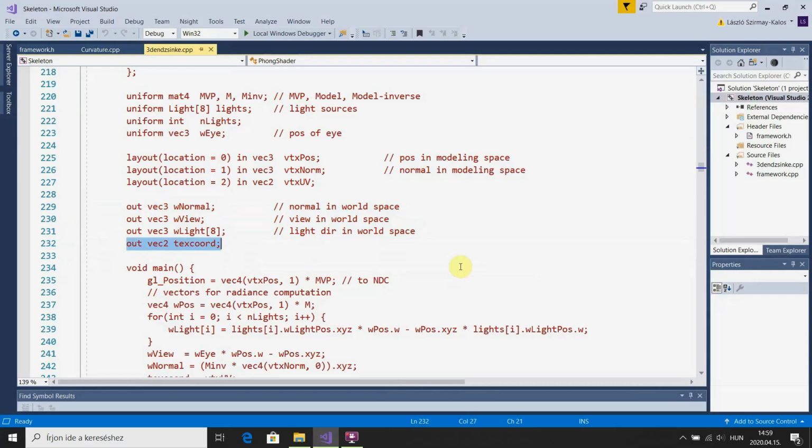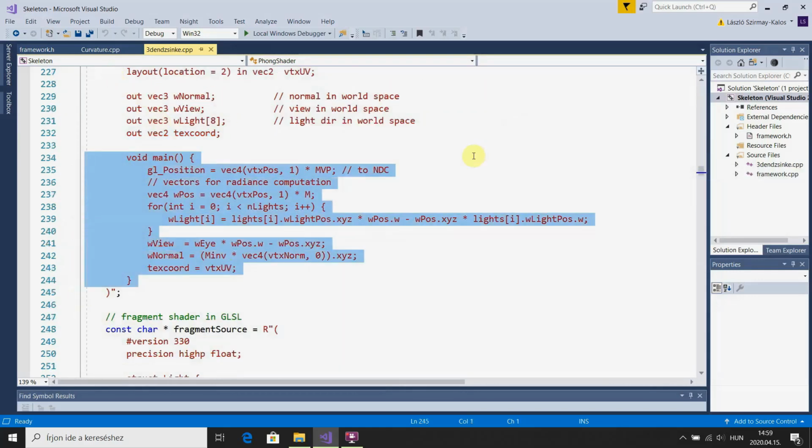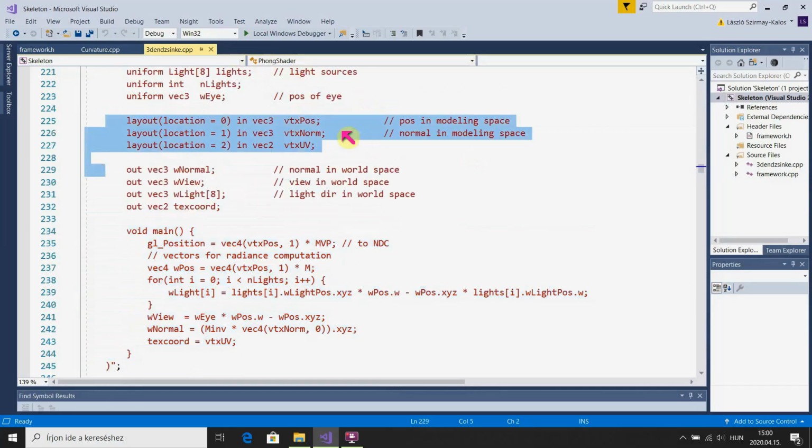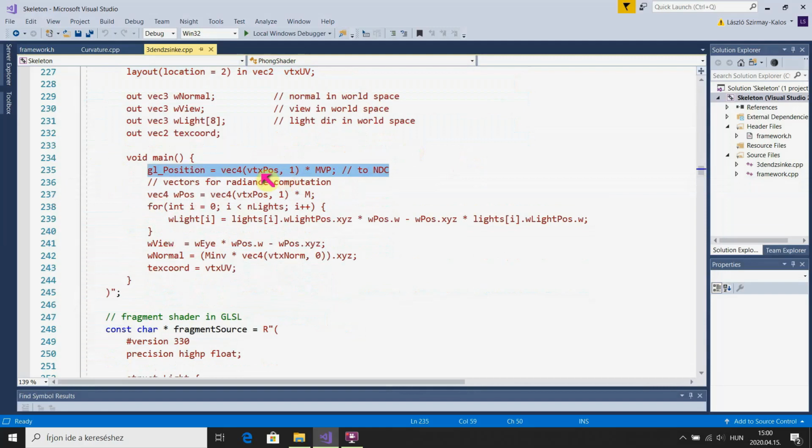The vertex shader computes these output variables based on the transformation matrices and the content of the input registers, the vertex properties. So first of all, the point from modeling space is transformed to normalized device space and written into the output register called GL position. Then the point is also transformed to world coordinates because illumination is evaluated in world space.